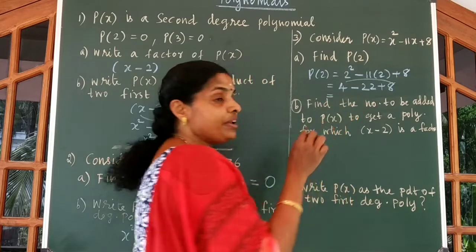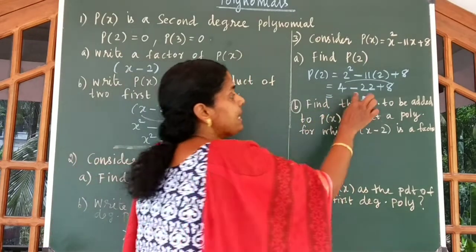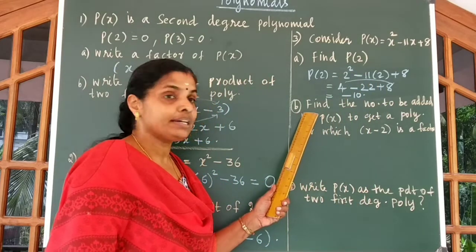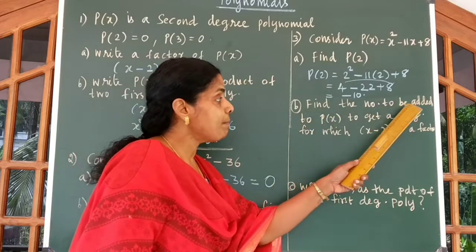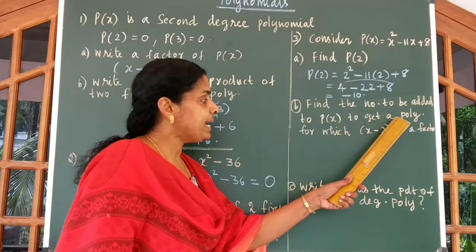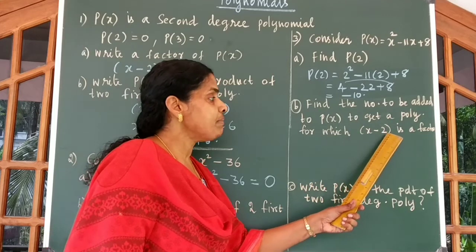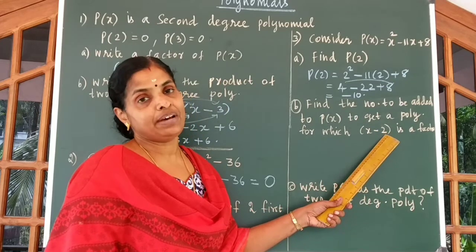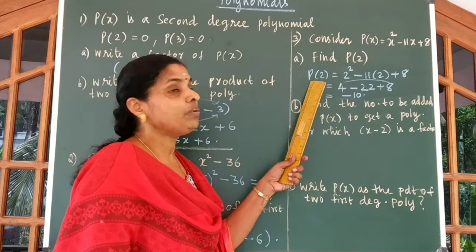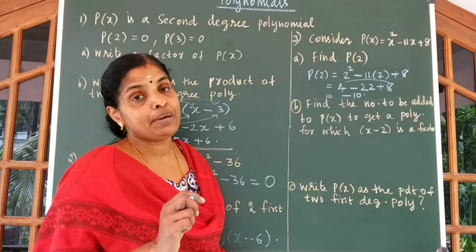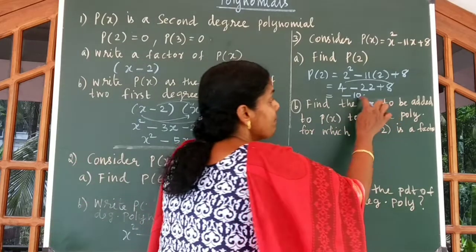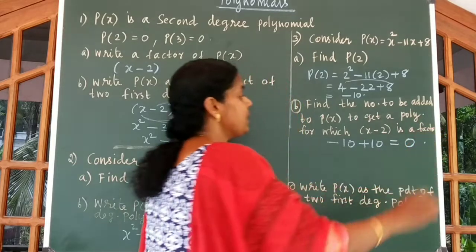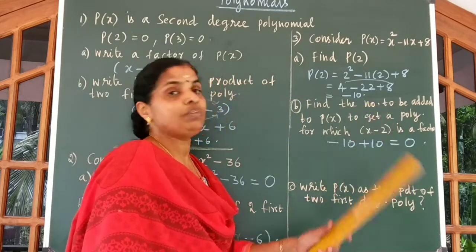So what is the answer, children? You get plus 12 minus 22, which gives you minus 10. Look at the B part, that is the sub question. Find the number to be added to P of x to get a polynomial for which x minus 2 is a factor. If x minus 2 is to be a factor, we should get P of 2 to be equal to 0. So what is the number to be added? Since we have minus 10, we have to add plus 10 so that you get 0, so that x minus 2 will be a factor.